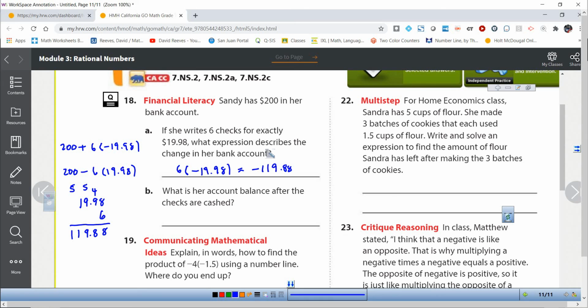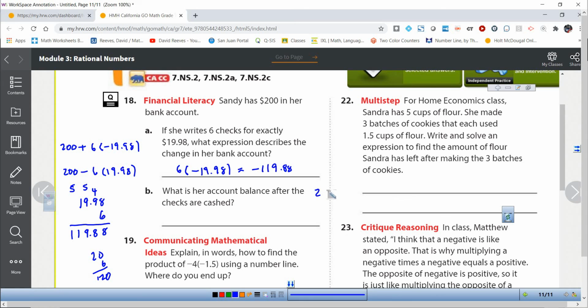By the way, a quick way to do this mentally, this is really close to $20, right? If you do 20 times 6, you get 120, right? $120, but there's 2 cents 6 times, so she actually had 6 cents less, and if you take 6 cents from 120, you get 119.88. All right, what is her account balance?